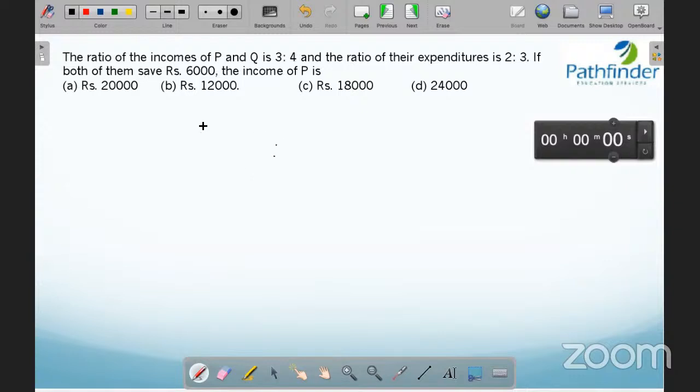Okay, so let me solve this question for you. The incomes of P and Q are in the ratio 3 to 4 and their expenditures are in the ratio 2 to 3. If both of them save rupees 6,000, the income of P is.